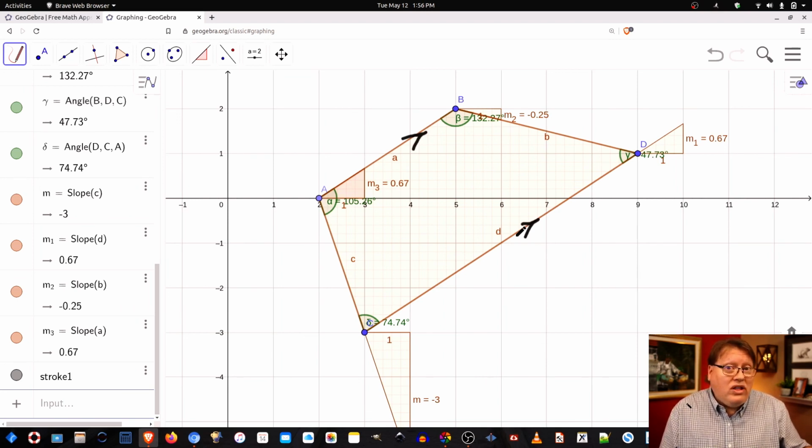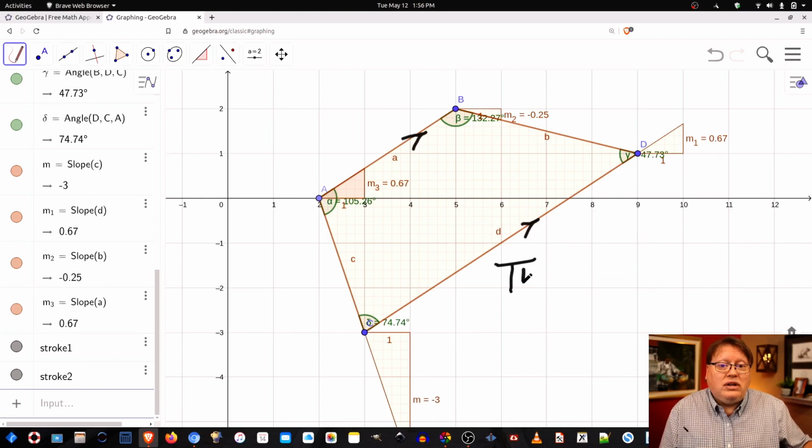And what do we call that figure? Well, it's not just a four-sided figure. It actually has a special name. When you have a quadrilateral with a pair of opposite sides that are parallel, then we call that a trapezoid. Okay? A trapezoid.